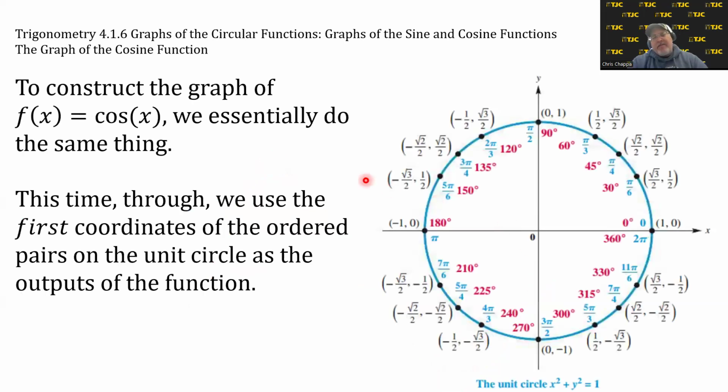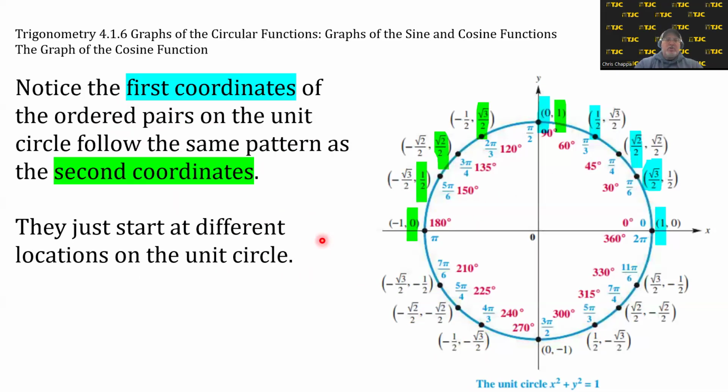To construct the graph of f of x equals cosine of x, we essentially do the same thing. This time, though, we use the first coordinates of the ordered pairs on the unit circle as the outputs of the function. Recall that the unit circle definition of cosine is the x-coordinate of the point corresponding to the arc length. So our outputs for cosine will correspond to the first coordinates of the ordered pairs.